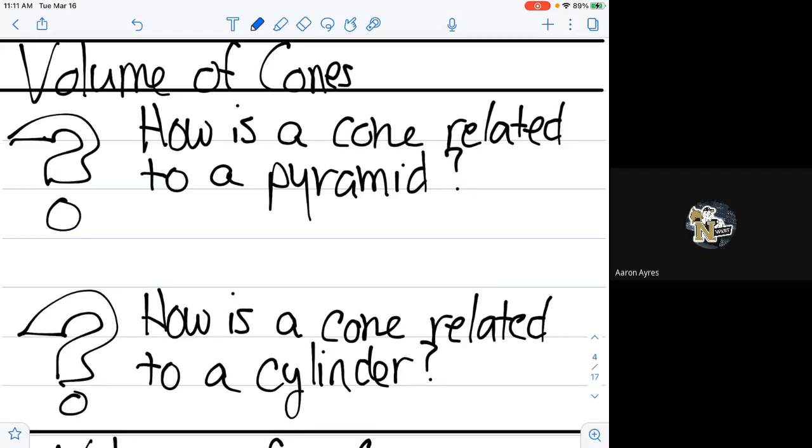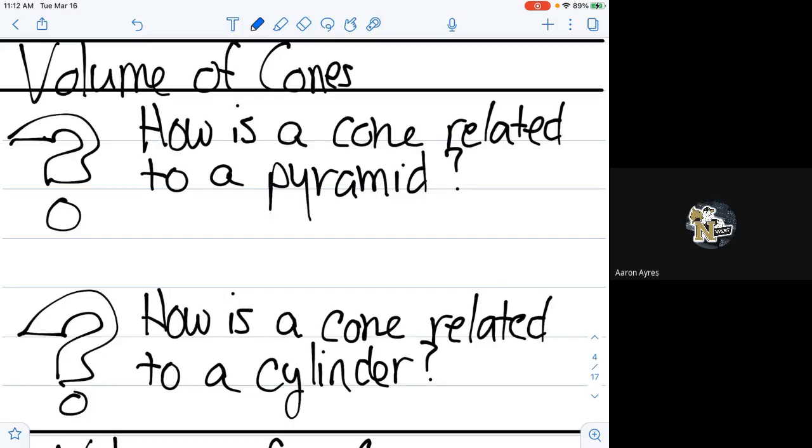So guess what? If a pyramid has only one flat base, then a cone is like a pyramid and it only has one base that is a circle. Yeah, exactly. So guess what? Okay? A cone is a special pyramid. Okay?